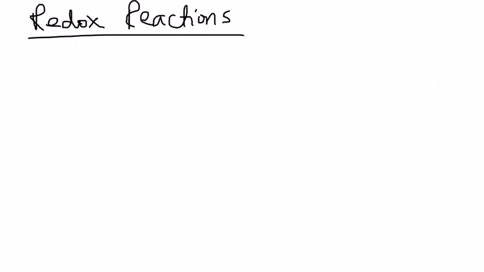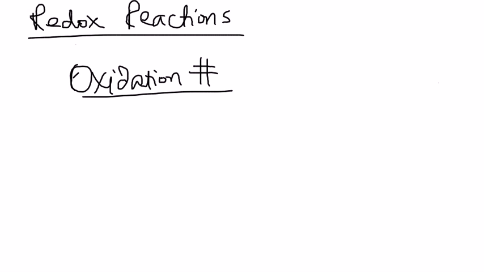Okay, next I want to talk about redox reactions. And in redox reactions, I want to calculate the oxidation numbers. I'll just give you an example of a charged ion, perhaps something like PO4 3 negative. And I want to find out the oxidation number of phosphorus. So how do we go about that?